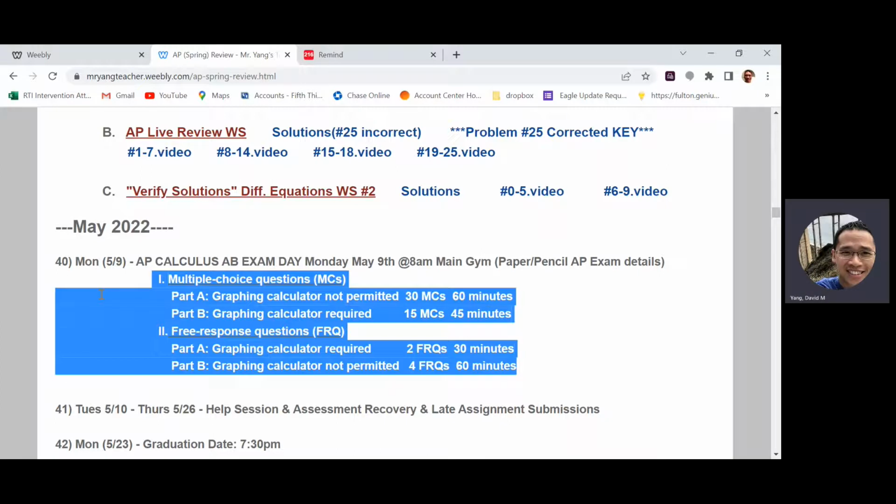Hopefully everyone has this tips and exam details and exam tips. Does everybody have this? I handed this out a couple of weeks ago. Okay. All right, everybody have it. So I think it's good to look through it.